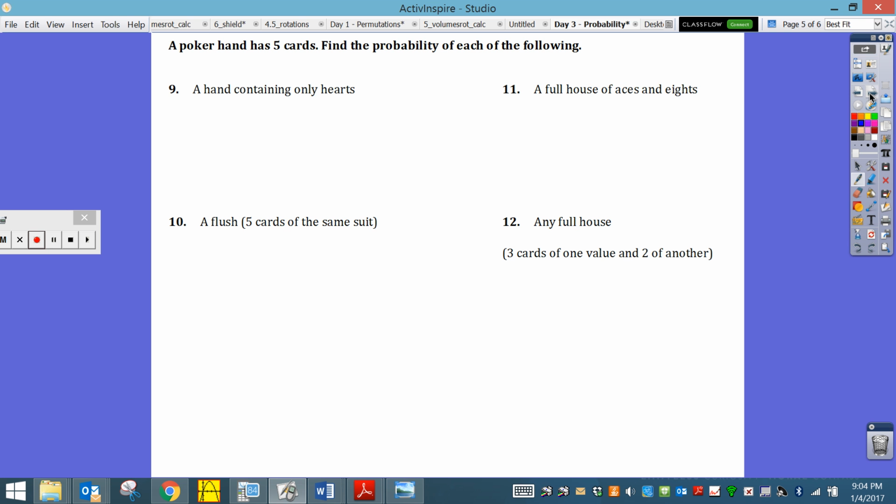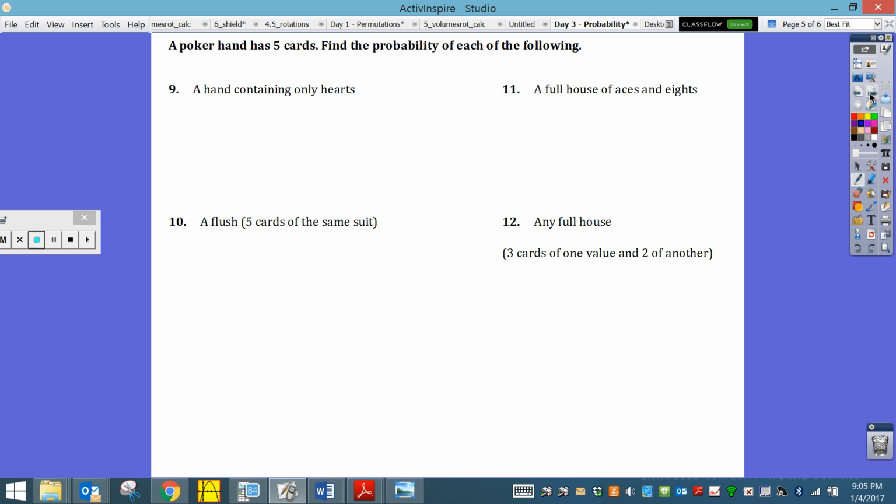Okay, poker. If you're not up to date on your poker rules, you're going to learn how to play poker in this unit. So a poker hand has 5 cards. Find the probability of each of the following. 1, a hand contains only hearts. So some things about cards that you're going to need to know. You need to know that there are 52 cards in every deck, and every suit has 13 cards, and our suits are our diamonds, our hearts, our spades, and our clubs.